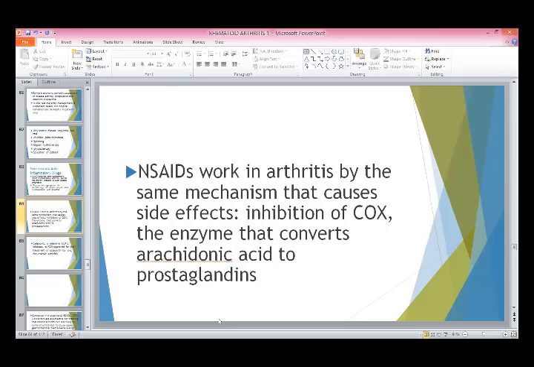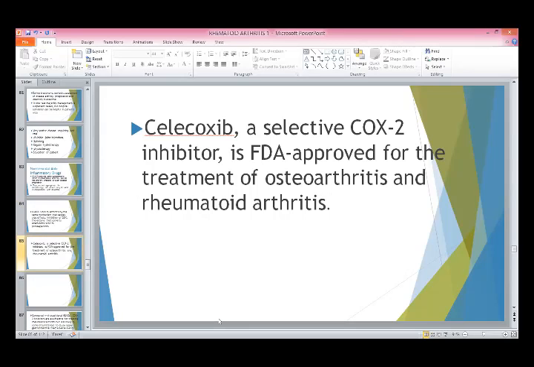NSAIDs work in arthritis by the same mechanism that causes their side effects: the inhibition of COX, the enzyme that converts arachidonic acid to prostaglandins. Celecoxib, a selective COX-2 inhibitor, is FDA approved for the treatment of osteoarthritis and rheumatoid arthritis.